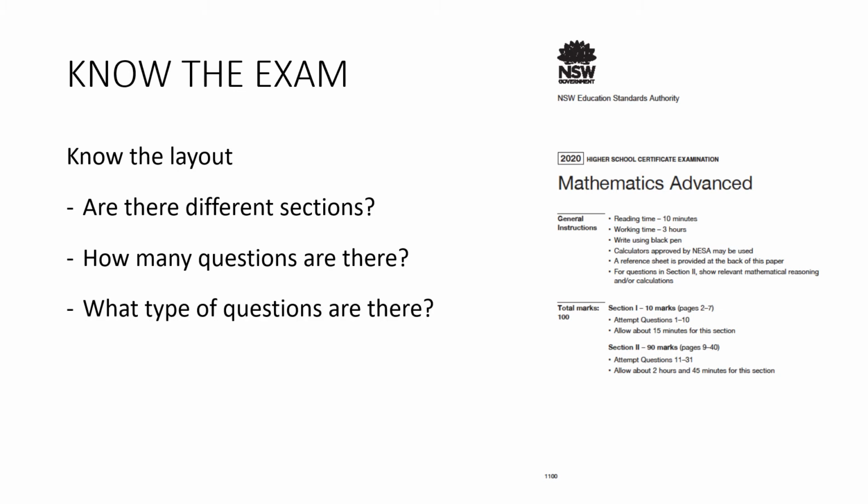What type of questions are there? So we've got multiple choice. Then in section 2, it's graded, so it starts with easier questions and then heads up to more difficult questions. How do I answer the different questions? In the multiple choice, you don't have to show any working. In section 2, you should show your working.